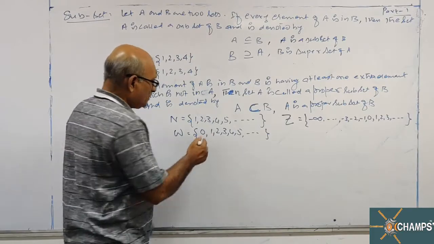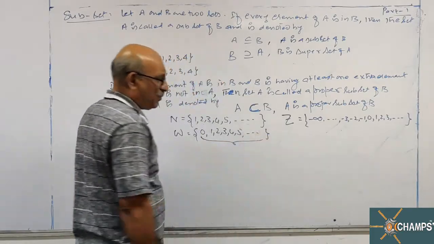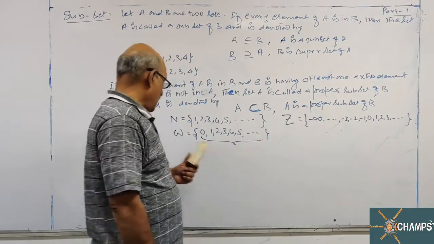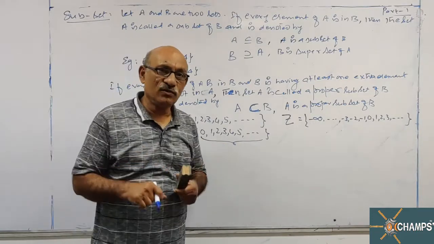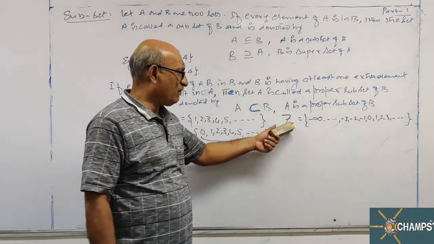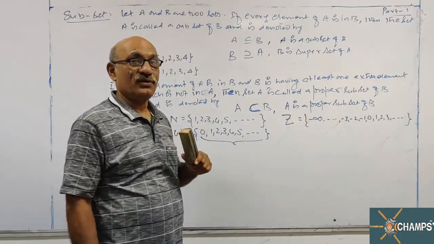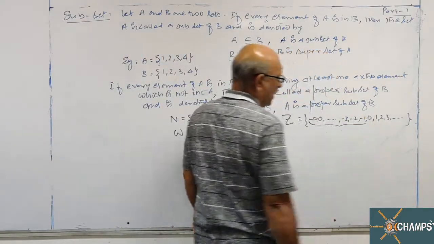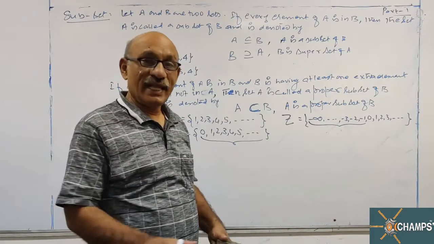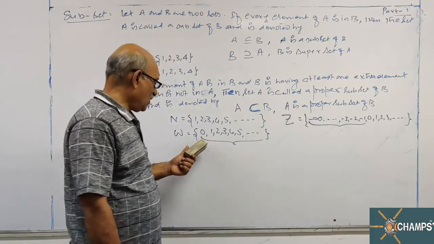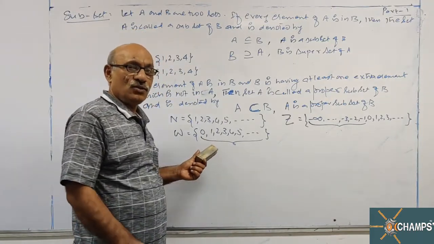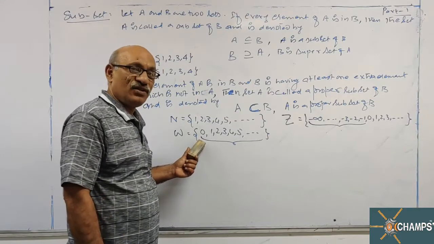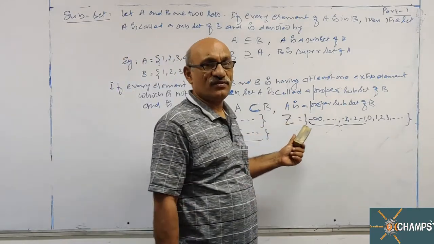From 0 to infinity, the positive numbers are same in case of integers as well as whole numbers. But integers are having some additional elements. This set is what? Negative numbers set, which whole numbers does not have. So I can say whole numbers is a proper subset of integers.